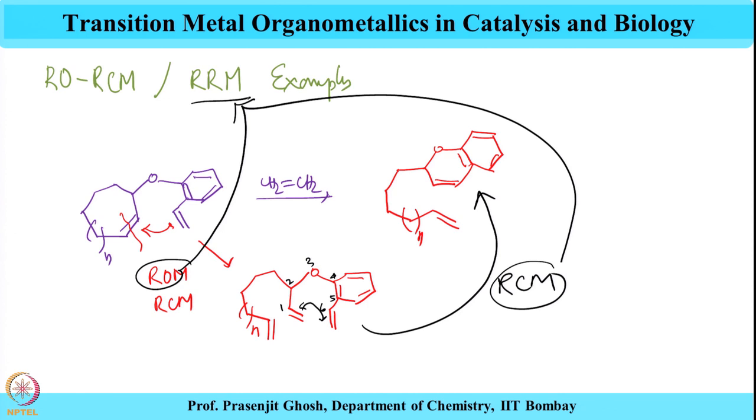So, now what we had done today is that we have looked at ring closing reaction, various aspects of ring closing reaction, including tandem reactions of ring closing reactions with other metathesis reaction. In particular, we have looked at cross metathesis ring closing reaction or CM-RCM, and also various examples of ring opening, ring closing metathesis or RO-RCM. In short, they are also popularly referred to as ring rearrangement reaction. So, with this we come to an end of our discussion on ring closing metathesis reaction.